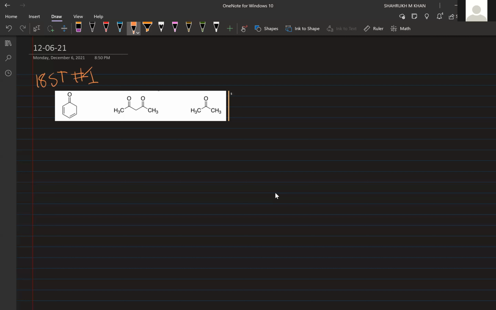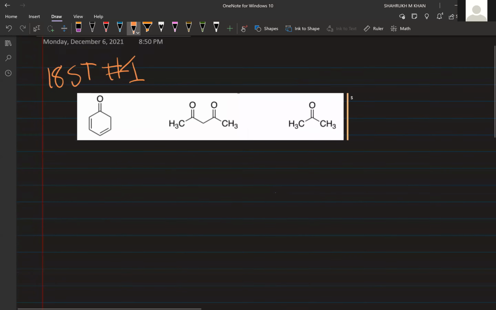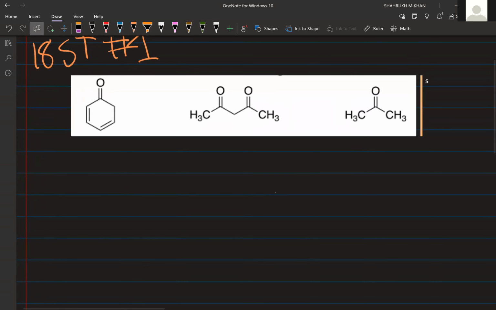Okay, so which of the following molecules will exist with the highest percentage of enol form at equilibrium? Which will have the least? Explain. Okay, so let's look at all of these here. Let's zoom in a little. Right, so we have a couple of different ones.